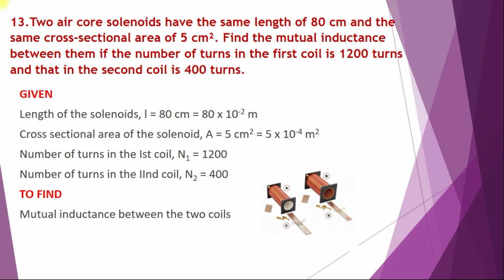So the given data, length of the solenoids L is equal to 80 cm, which is equal to 80 into 10 power minus 2 meter. Cross-sectional area of the solenoid A is equal to 5 cm square, which is equal to 5 into 10 power minus 4 meter square. Number of turns in the first coil N1 is equal to 1200. N2, the number of turns in the second coil, is equal to 400.